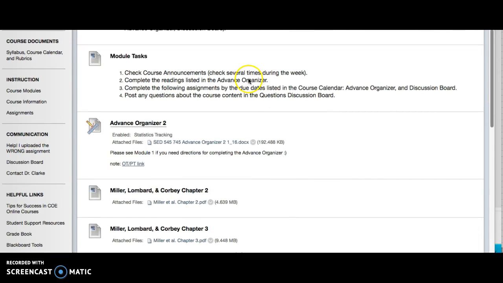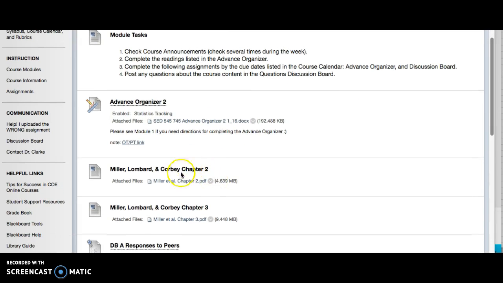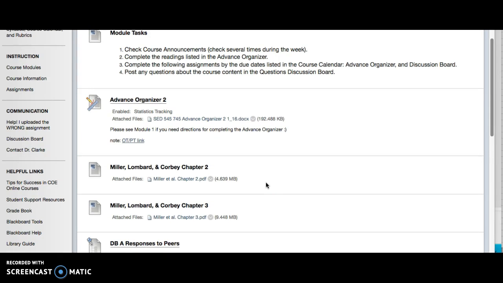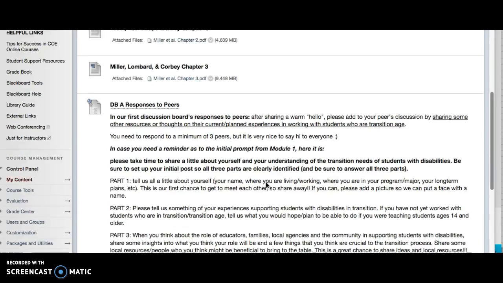So within this module, you're going to hopefully check the announcement several times and complete the readings and activities in the Advanced Organizer. You'll also be completing the discussion board A that you started in Module 1. If you haven't yet gotten your textbook, chapters 2 and 3 are uploaded. Keep in mind this is the last week that textbook chapters will be uploaded because this is all that we can share based on copyright law. So you'll need to have your own textbook by the time you start Module 3.